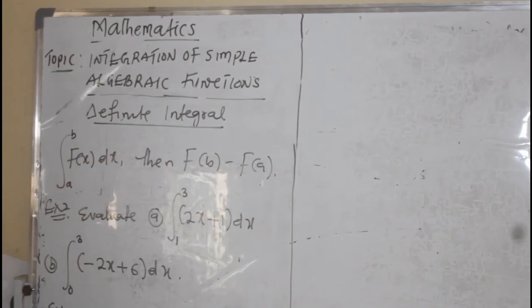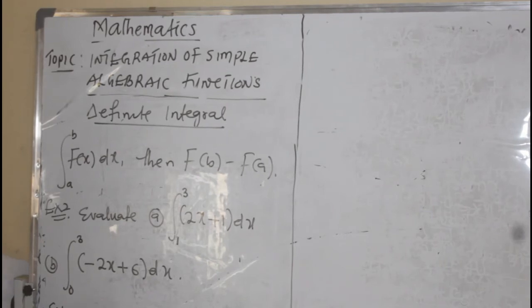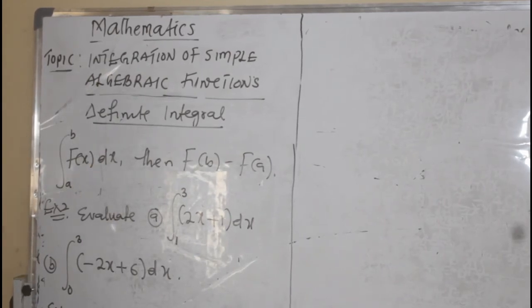We are asked to find the integral from 1 to 3 of 2x plus 1 dx. So let's find the integration of this. You just integrate it term by term. What is the integration of this one? 2x is going to give us what?